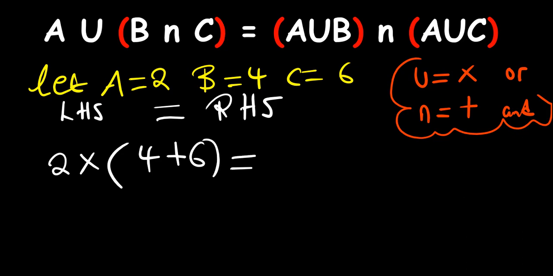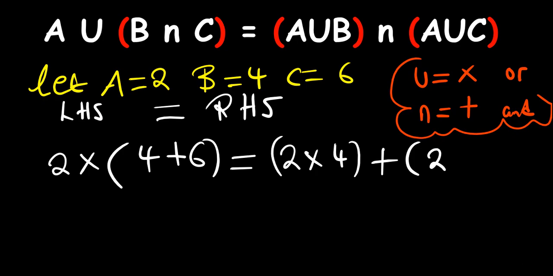Is it equal to? A, we are saying it is a 2. Union, we are saying it's the same as multiplication. B, we are saying it is 4. I'm putting this in brackets. Intersection, now our intersection, we are saying it's the same as a plus. I'm going to put a plus here. Then I have A again, which is 2. Union, we are saying it is multiplication. And our C is 6.